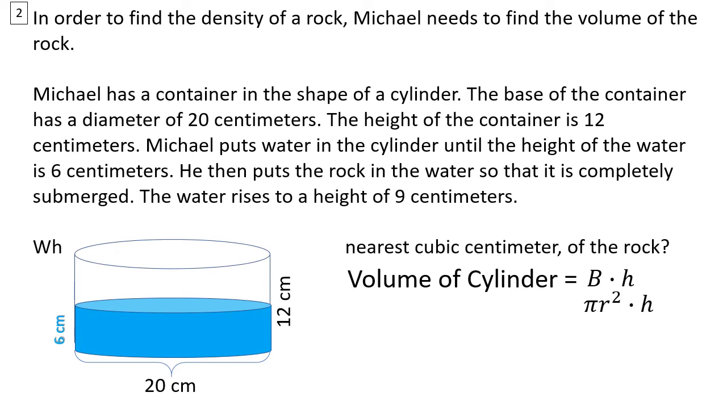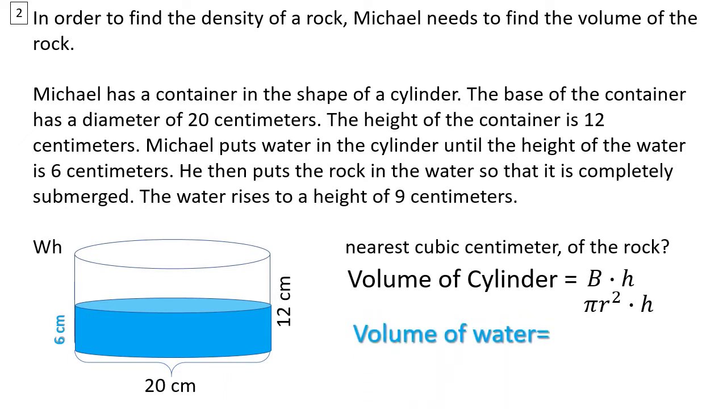So area of the base times the height, that's pi r squared, then times the height. So we should be able to figure that out. Now, we don't have the radius of the circle. We have all the way across, that's the diameter. How do we get from a diameter to a radius? Just have to take half of it.